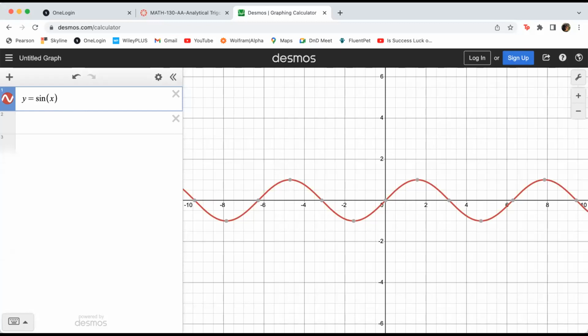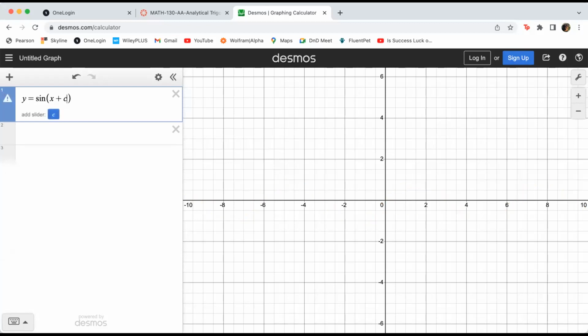So here we see the graph of sine of x, and I'm just going to put in sliders for C and D. I'm going to put a plus C. That's addition that's taking place before the trig function. Think the order of operations. First thing that we do to x is add C, then we do the sine, and then we'll put a plus D outside. Plus D.